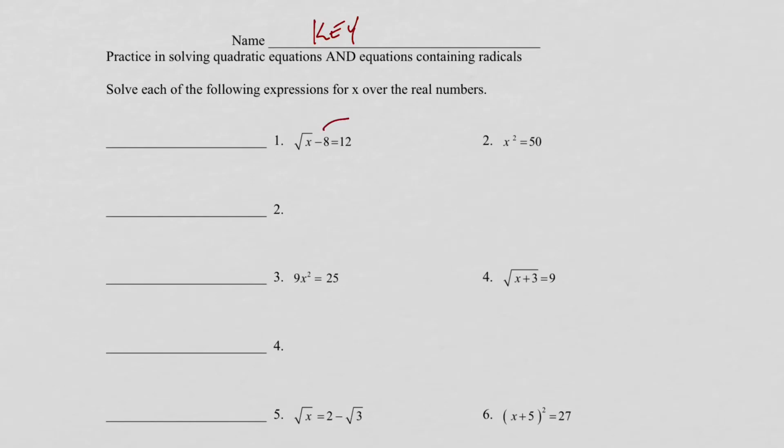Okay, for number 1, we're going to bring that over and get the square root of x is equal to 20. We'll square both sides and get x is equal to 400.